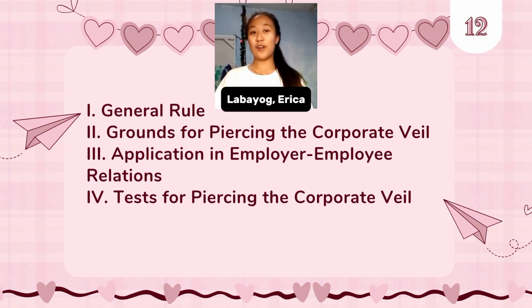The fourth one is the test for piercing the corporate veil. To pierce the corporate veil, courts apply specific tests. For example, the control test determines whether there is such unity of interest and ownership that the separate personalities of the corporation and its owner cease to exist.